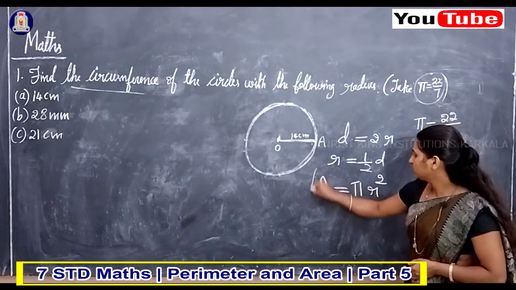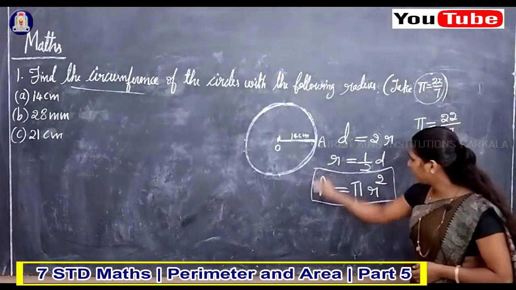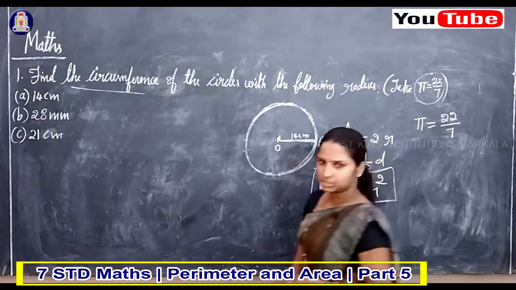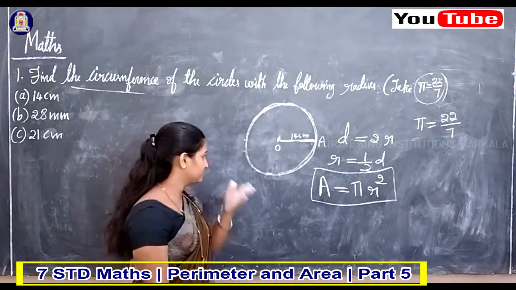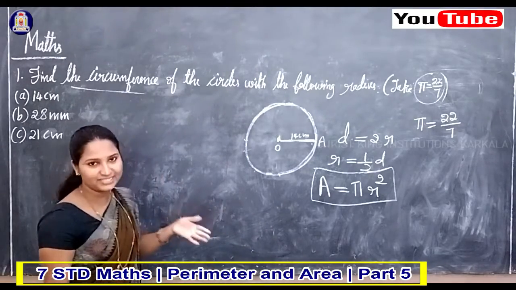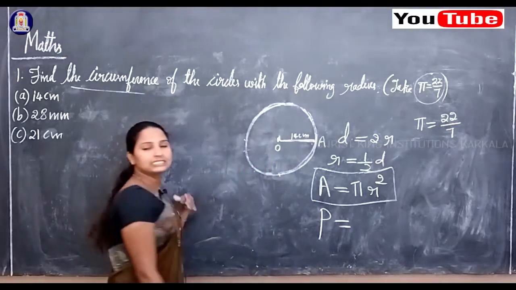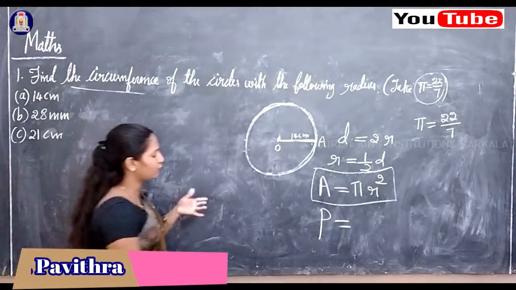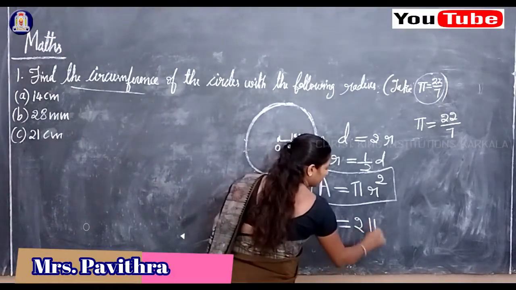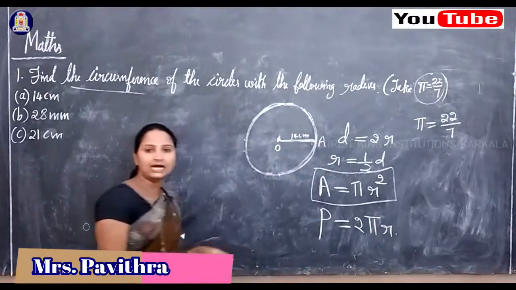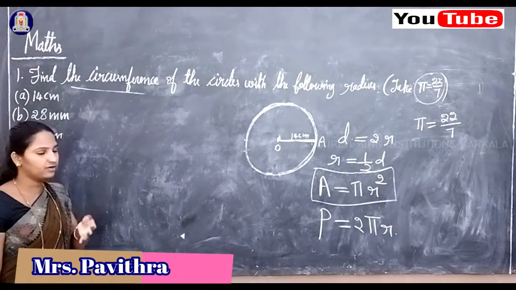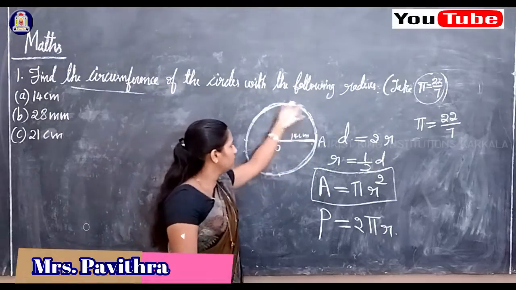So here this is the formula to find the area of a triangle. Clear? Sorry, area of a circle. Okay, next you have to find the perimeter of a circle. The perimeter of a circle formula is 2 pi r. 2 pi r, that is the perimeter of a circle or circumference of a circle.